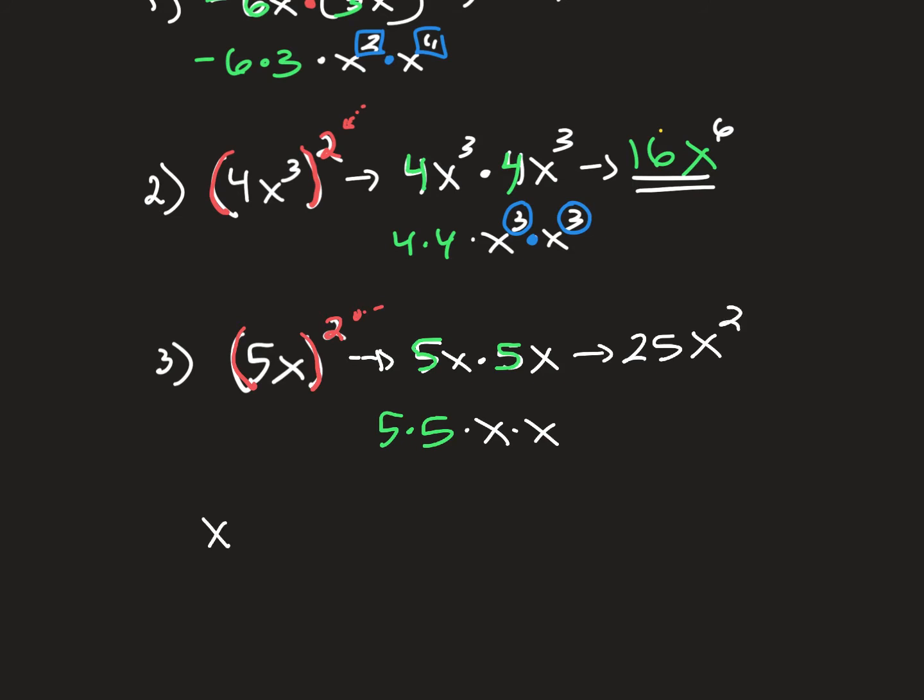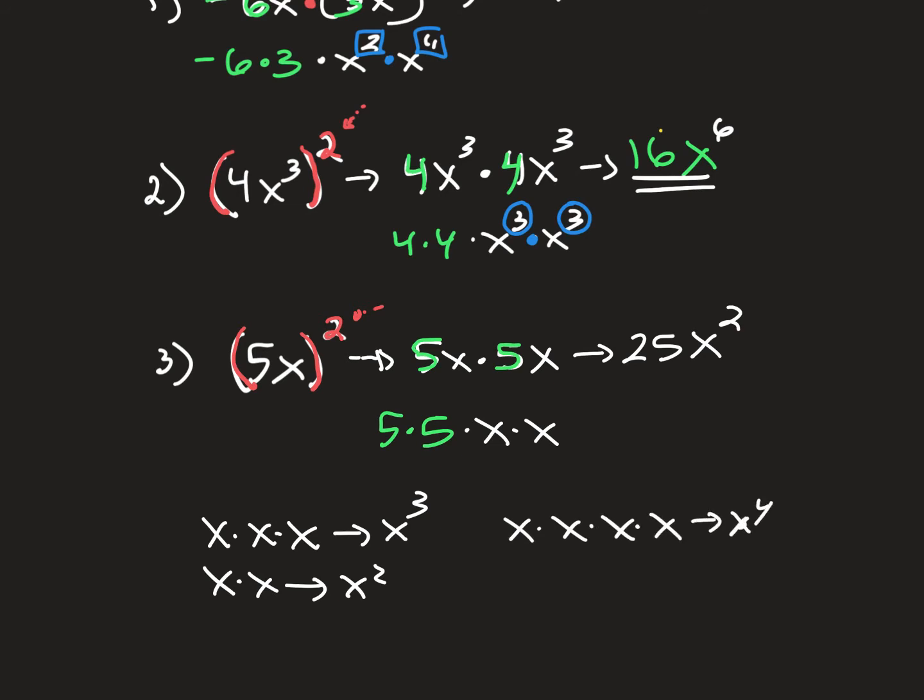Remember that x times x times x is x to the 3rd, x times x is x squared. Obviously, x times x times x times x is x to the 4th, right? Just a reminder. And we could have also said x to the 1st times x to the 1st, and when you add the exponents, that's where the 2 comes from.